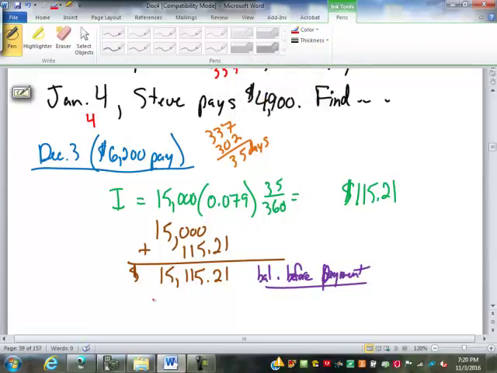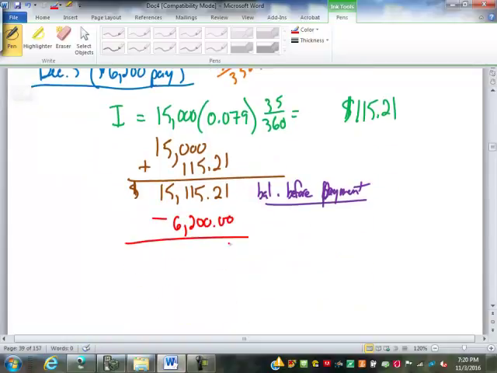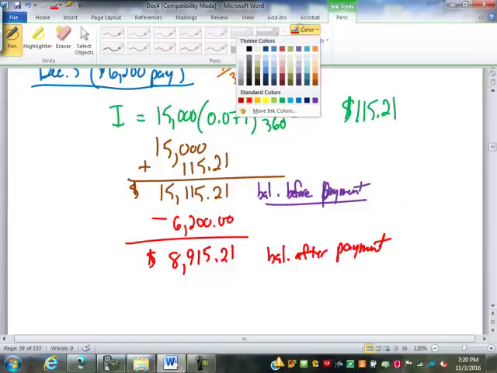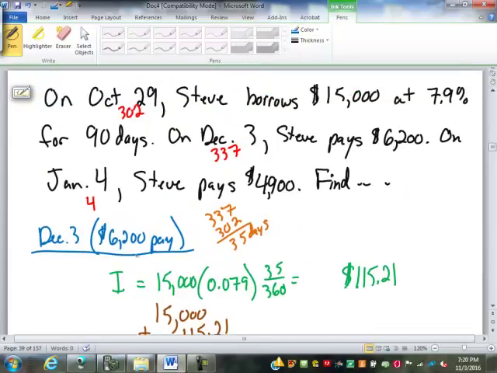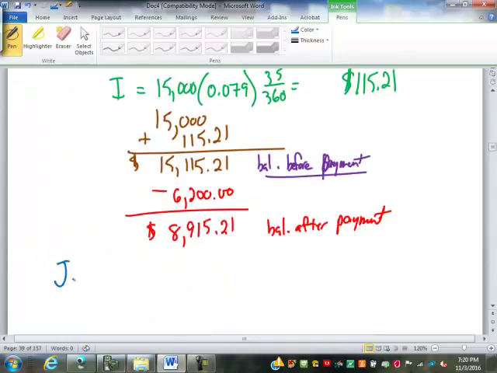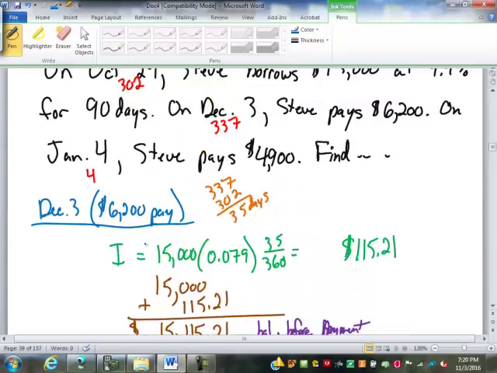We're going to subtract the payment of $6,200. So that leaves us $8,915.21 as our balance after the payment. How many people have that answer after the first payment? Okay, good deal. Our next action on the loan is on January 4th. That was a $4,900 payment.